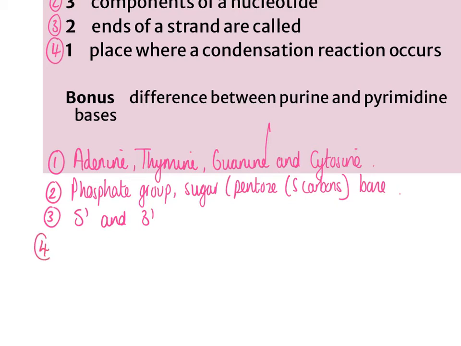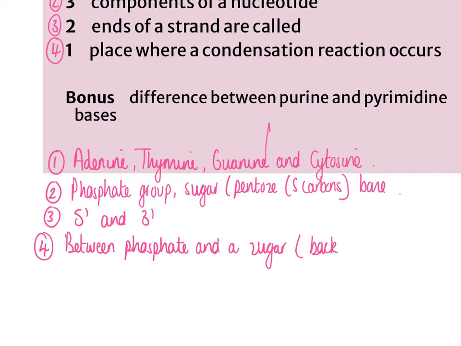And then number 4, the place where a condensation reaction occurs. Condensation reactions occur between a phosphate and a sugar, in the backbone of the DNA strand.